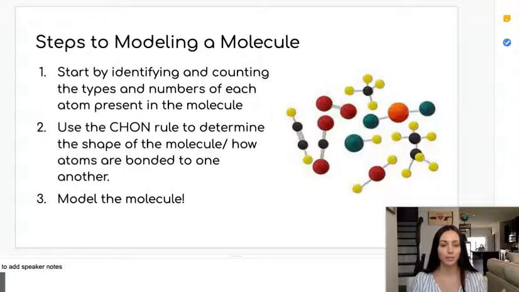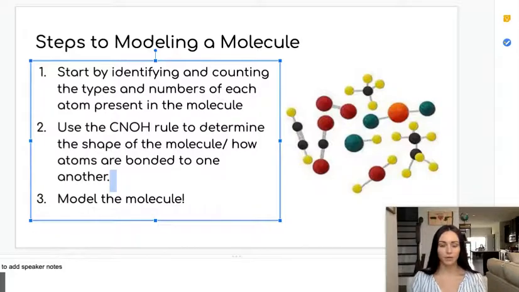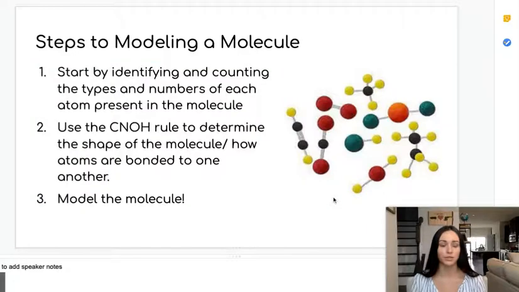Once you've identified the type and number of atoms present, the next step is to use the CNOH rule to determine the shape of the molecule. Simply, we want to find out how many bonds each type of element is able to form and use that to create the shape of our molecule, remembering that carbon can form 4 bonds, nitrogen can form 3, oxygen can form 2, and hydrogen can only form a single bond. You then, simply using whichever materials or medium you are using, create the model of your molecule, following the rules as we discussed in the lesson.